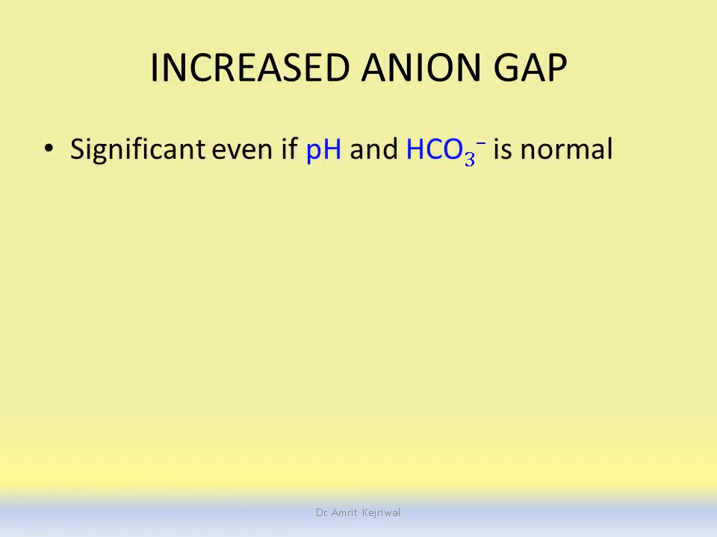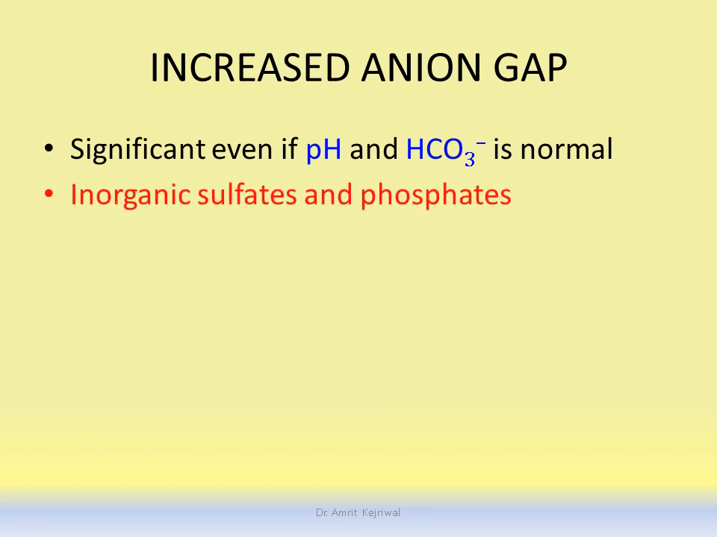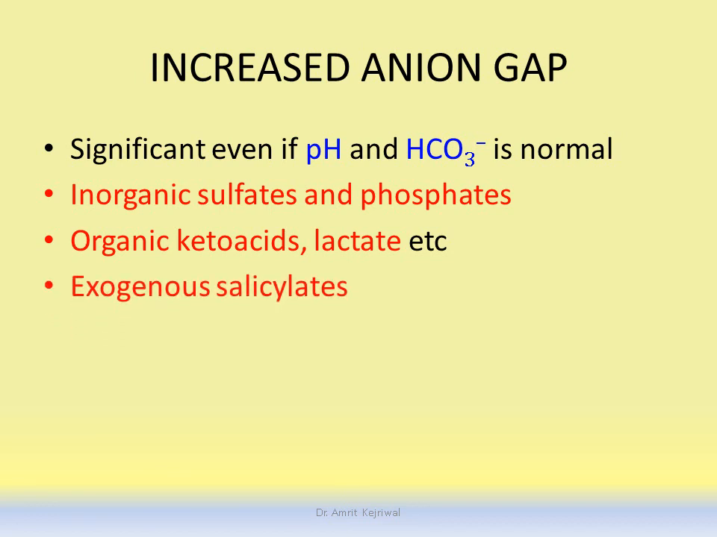Increased anion gap is significant even if the pH and bicarb are normal. Organic sulfates and phosphates contribute. Organic keto acids, lactates, etc., also contribute. Exogenous salicylates can also contribute, or unknown anions can also contribute.